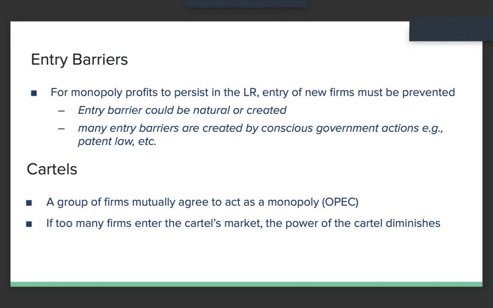And then we look at cartels, and that's a specific form of monopoly. So when a limited group of firms actually collude together to form a monopoly. One of the most common examples is the OPEC oil, if you've heard of the OPEC oil crisis. But yes, when a group of firms come together and form a monopoly, that's called a cartel. And if too many firms enter the cartel's market, then the cartel's monopoly power basically goes away.